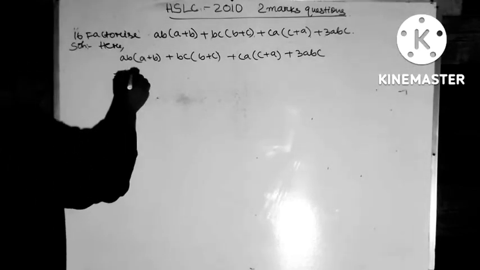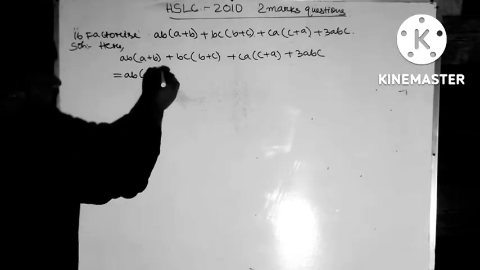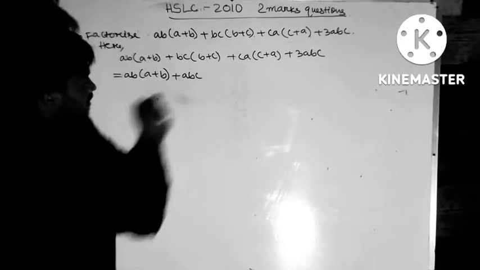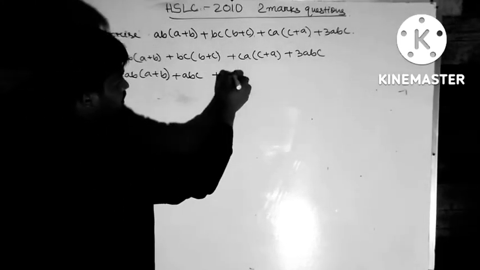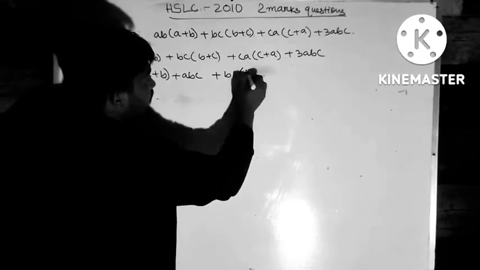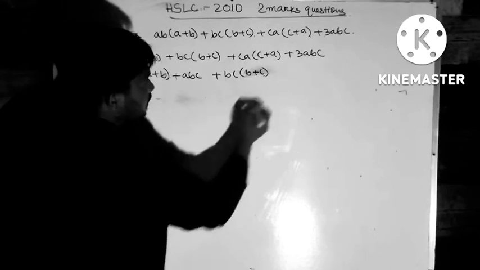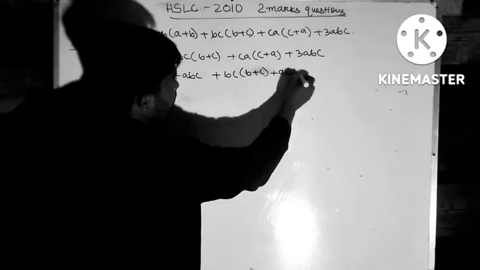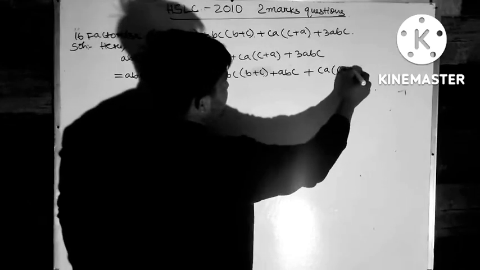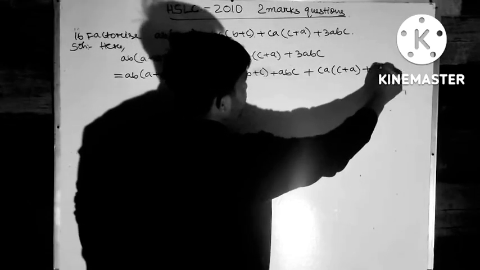So AB into A plus B. I'll divide this, and I'll put one part here: ABC, plus BC into B plus C. I'll divide it again into one part and put ABC here. And the last one, CA into C plus A. I'll divide it again and put ABC here.